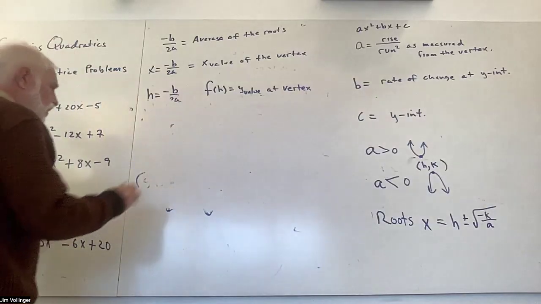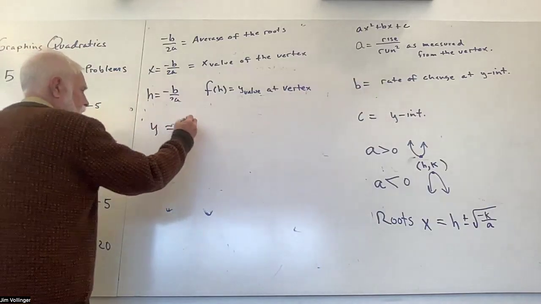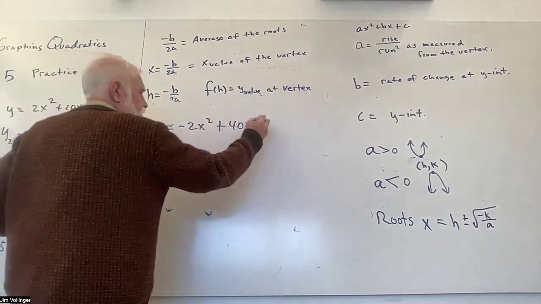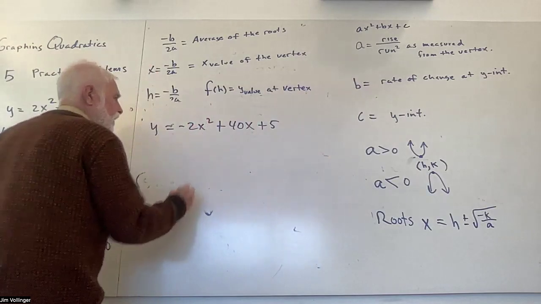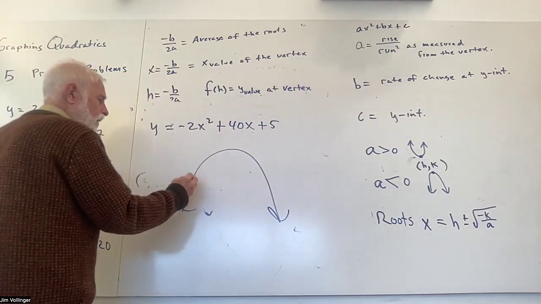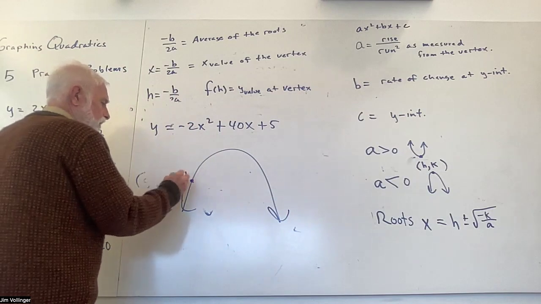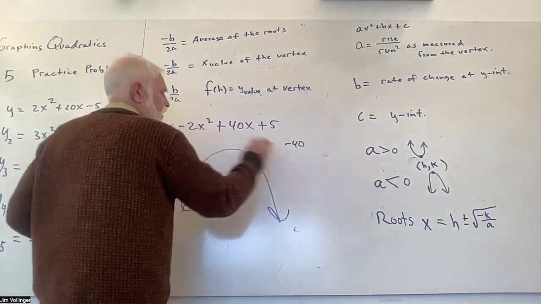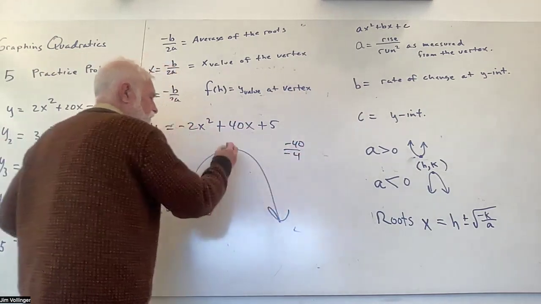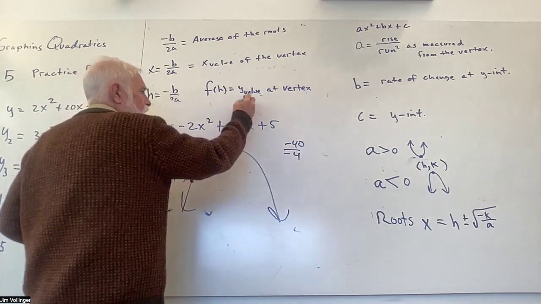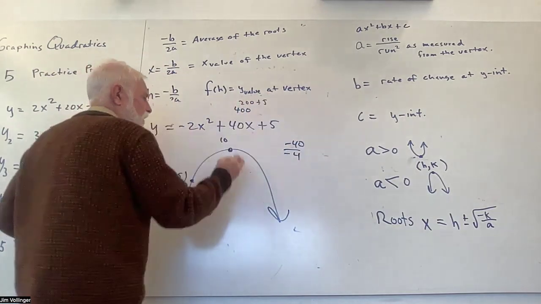Okay, minus 2x squared plus 40x plus 5. All right, cup shape down. Same as the last one, I'm going up at 40 to 1 right there, 0, 5. And now I put negative 40 divided by 2 times this is negative 4, so positive 10. With positive 10 in here, I get 400. I cut it in half, I get 205.